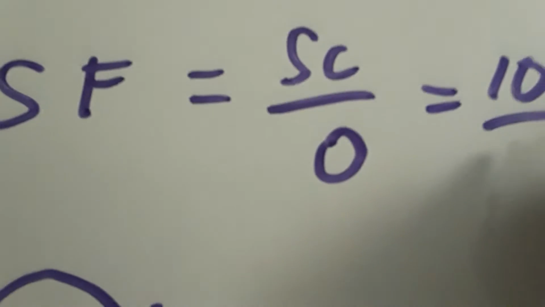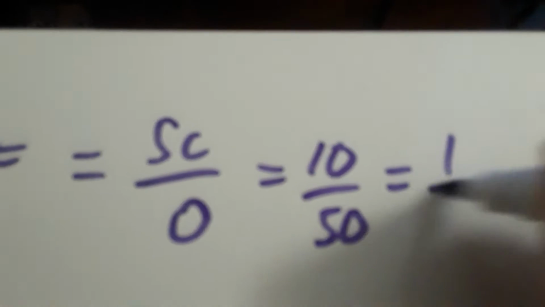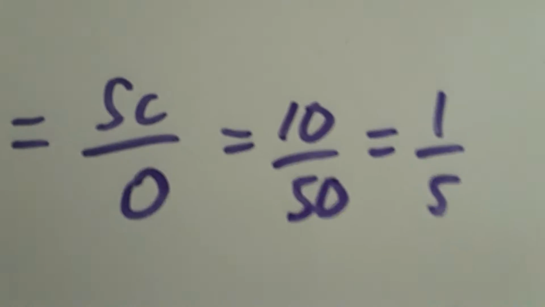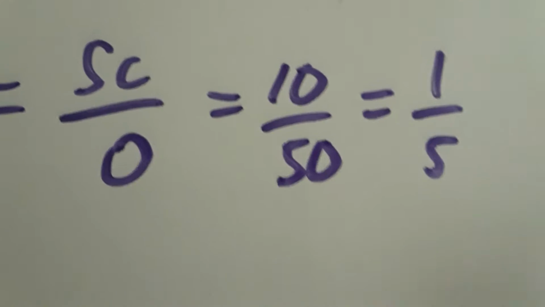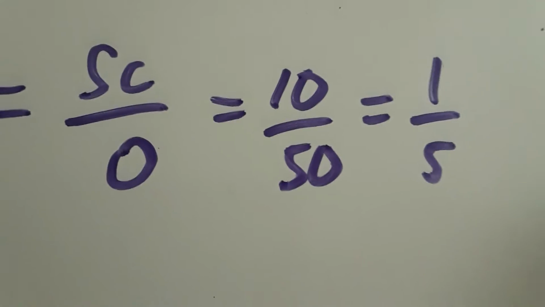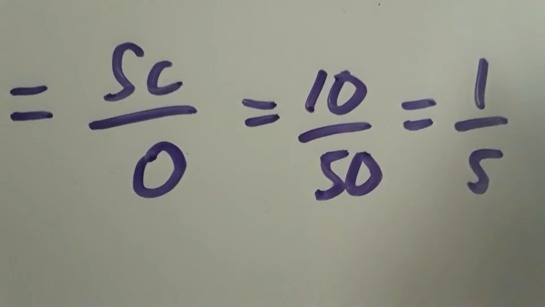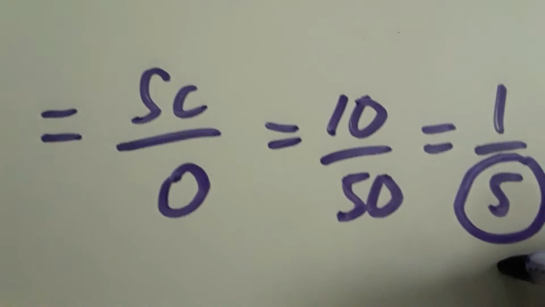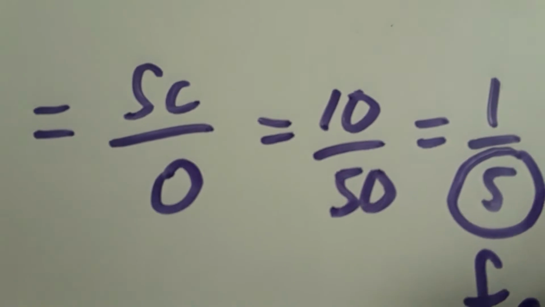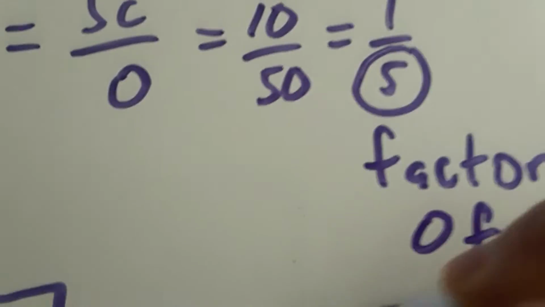So again, we come back up to our formula and we get a scale factor of 1/5. Okay, so this is clearly a reduction because 1/5 is less than 1. So when you have a scale factor of less than 1, the denominator is known as the factor of enlargement. Factor of enlargement.